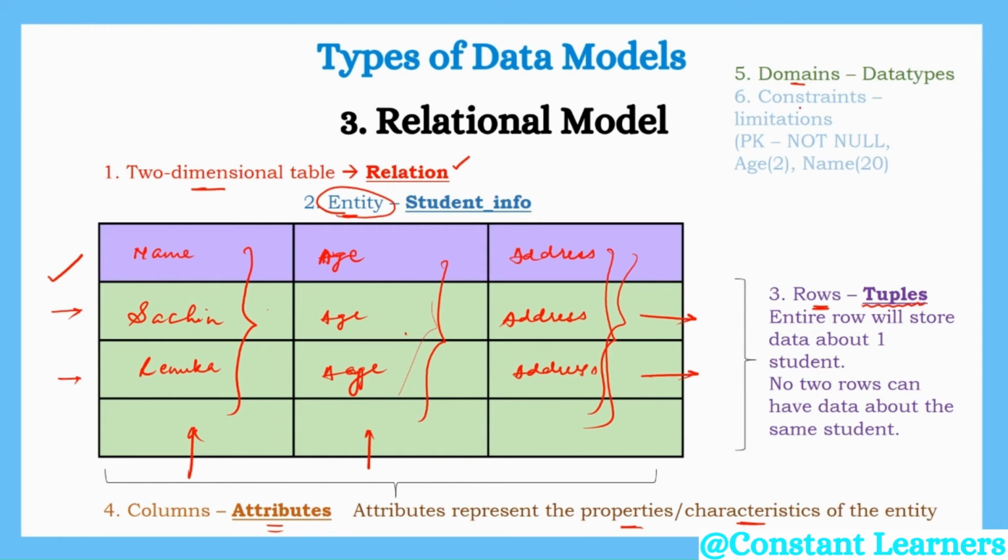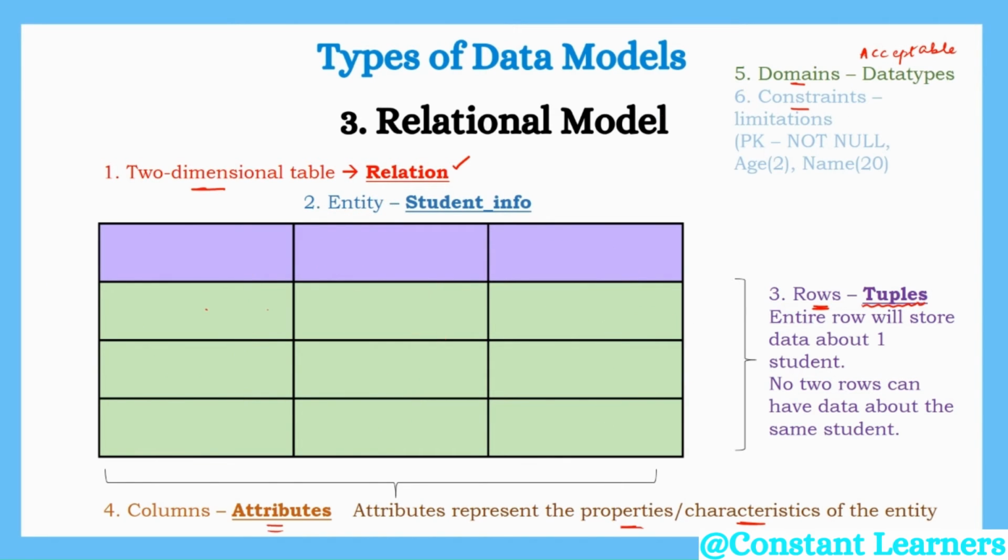How does that happen? With the help of domains and constraints. What are domains? Domains and constraints are some kind of restrictions that we put on each of these attributes or each of these columns, right? Domain specifies the acceptable values that a particular column is going to accept, right? And what are those acceptable values? For example, if this is the name, then name will only accommodate the alphabets from A to Z. So we are going to declare that this column is going to have only characters, right?